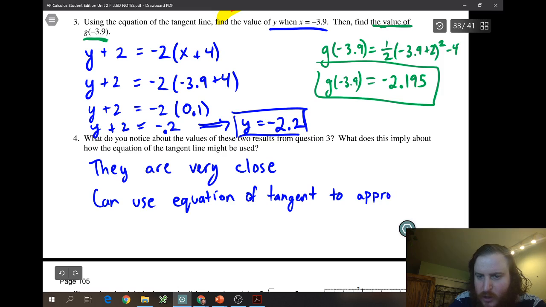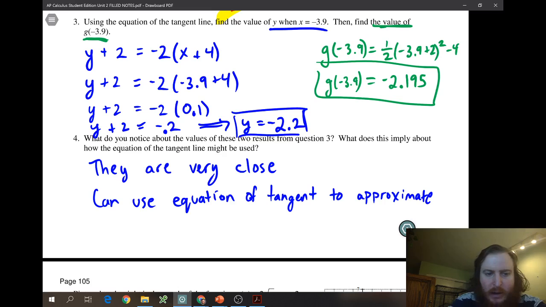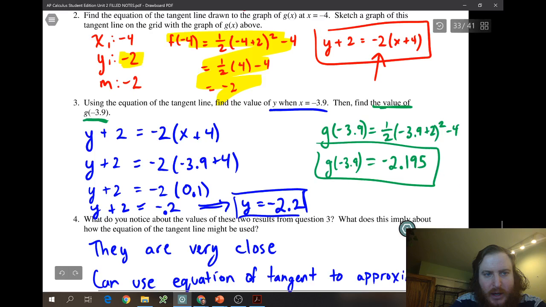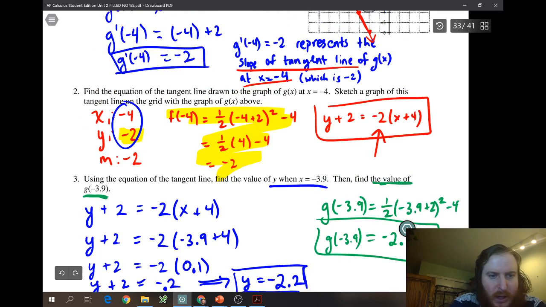Because they're close, they're not going to be exact, so we're not going to be able to get the exact answer. But we can use the equation of the tangent line to approximate values close to the point. Now, I want to be very careful about what I mean by "close to the point." That point I'm talking about is (-4, -2), because that's what the tangent line is for.